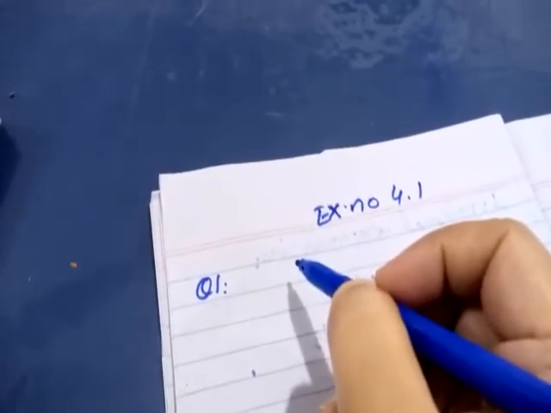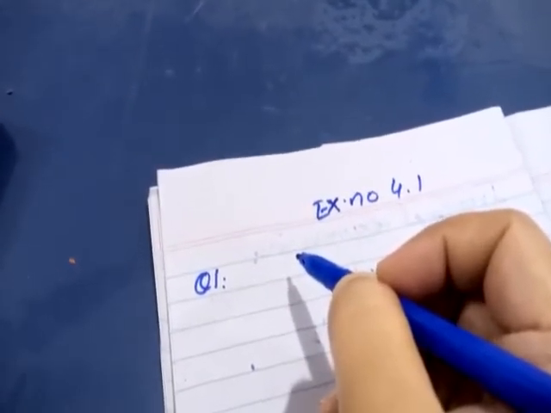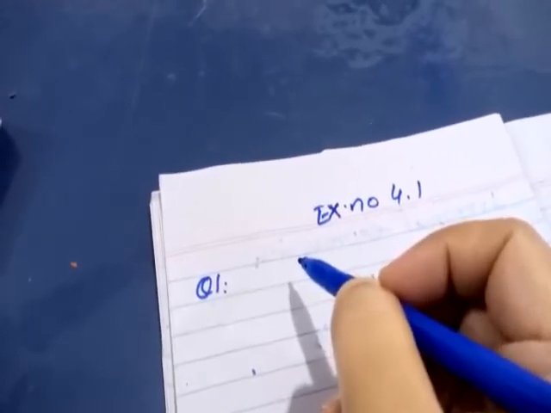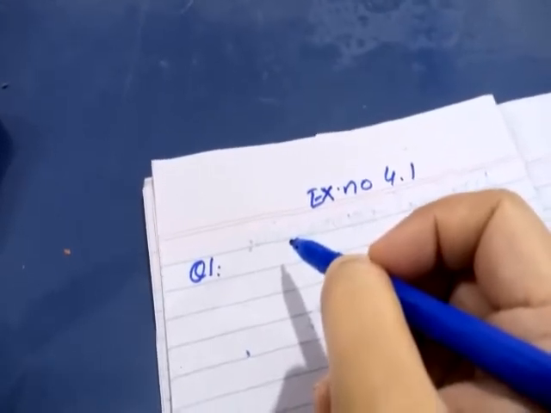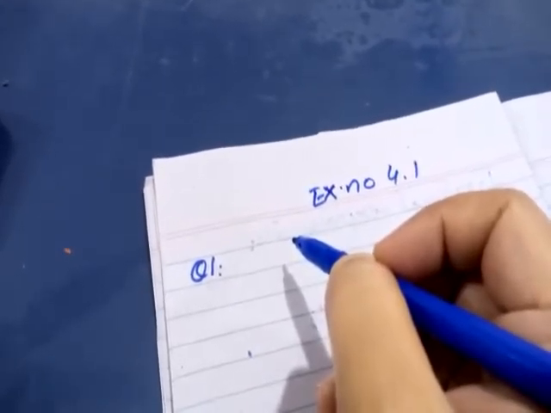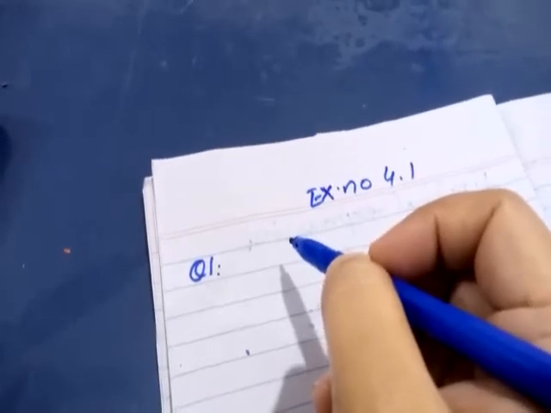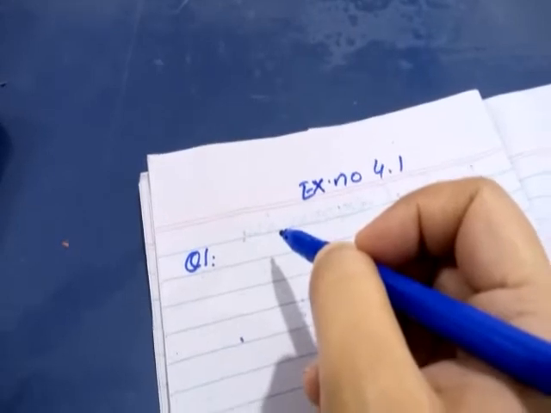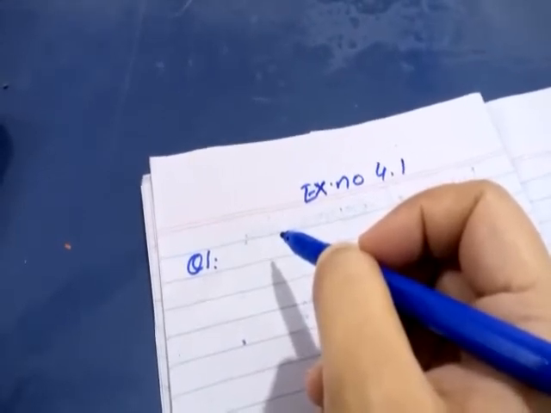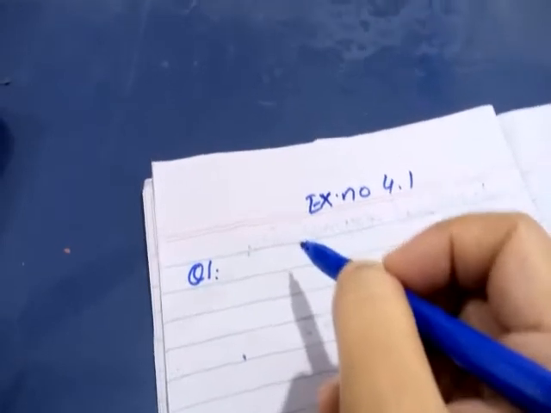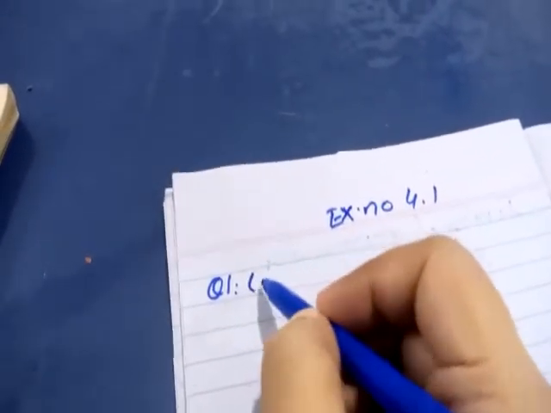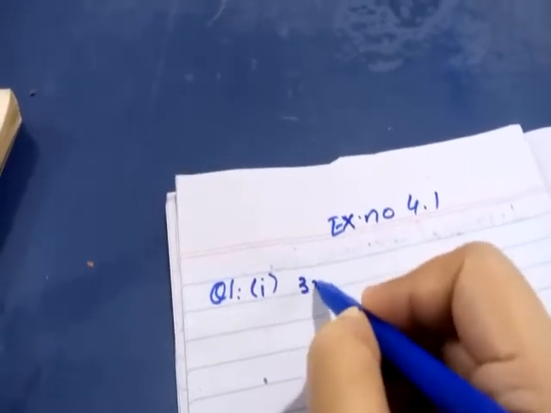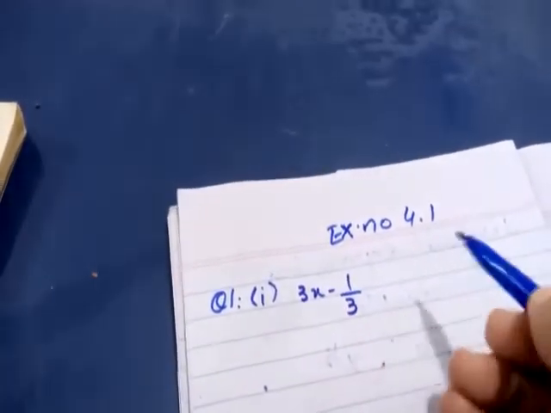Question number 1 is: separate polynomial, rational and irrational expression from the given expressions in the question. There are 9 parts given in this question, and one by one we have to identify whether the following parts are polynomial, rational or irrational expression. Like the first part of question number 1 is 3x minus 1 upon 3.